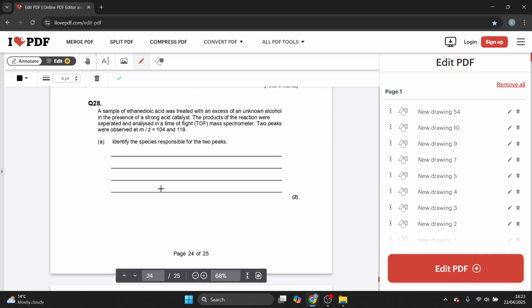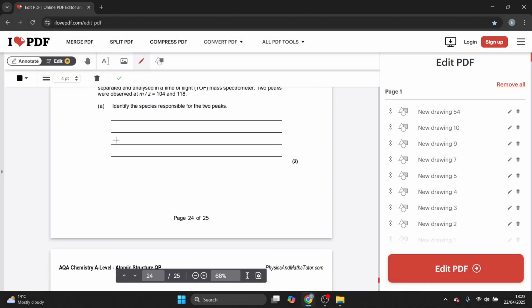Identify species responsible for the 2 peaks. Sample arsenic acid, ethanoic acid, 2 peaks. Ethanoic acid mixed with excess unknown alcohol, with a strong acid catalyst, products separated and analyzed. So m/z 104. Yeah, again another tricky question. So I would go back to that.